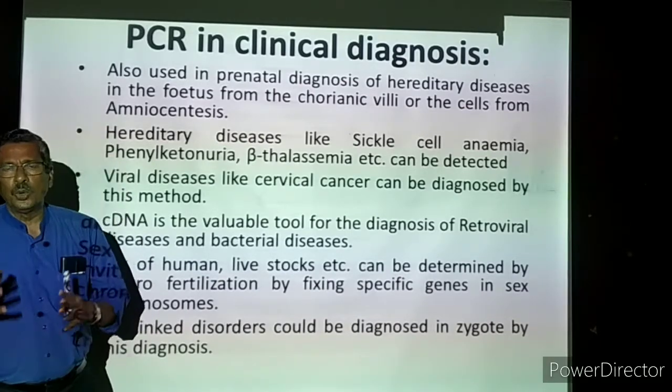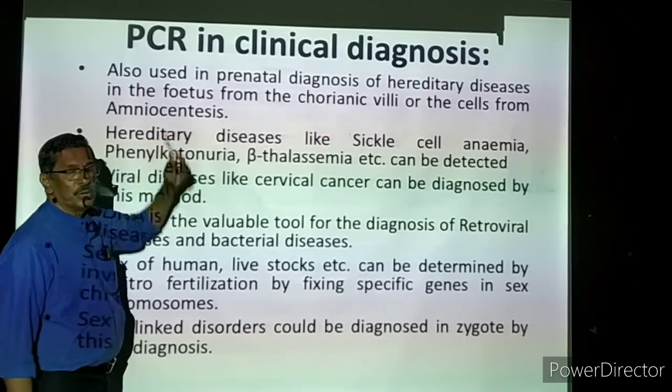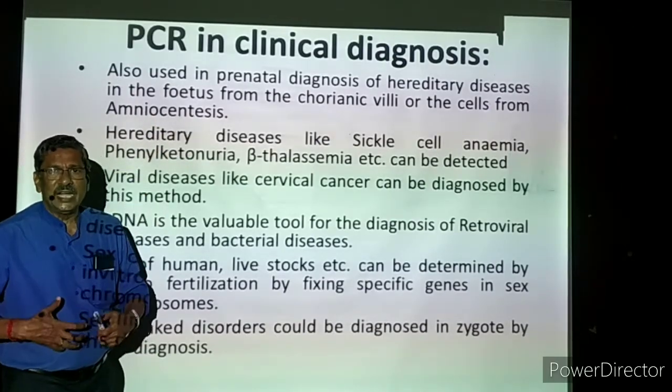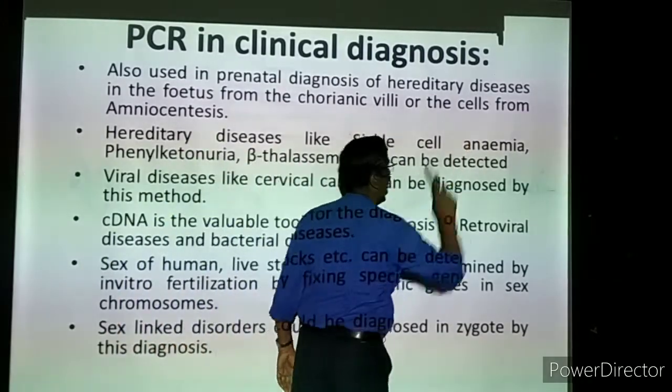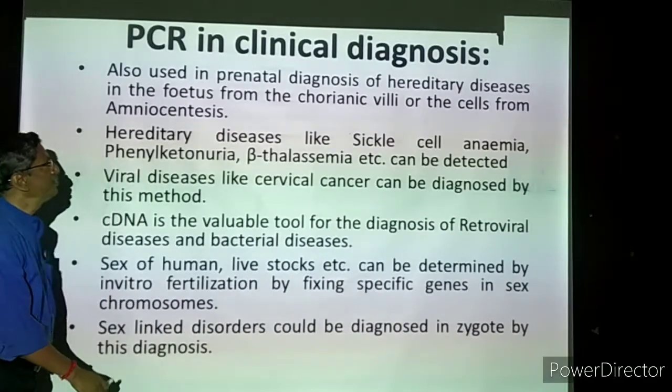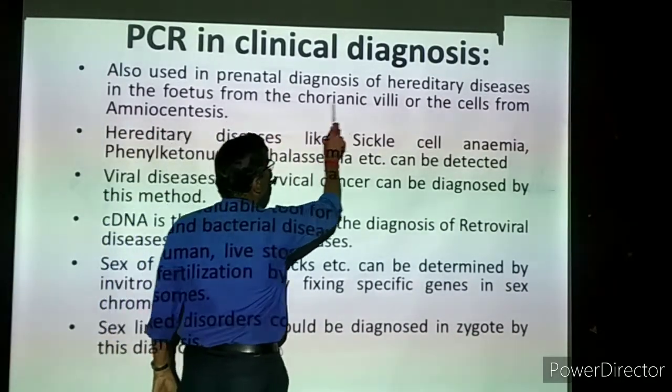When the fetus is growing in the mother's uterus, is there any hereditary disease we can identify with the PCR? Okay, we can identify. In the fetus, from the chorionic villi.